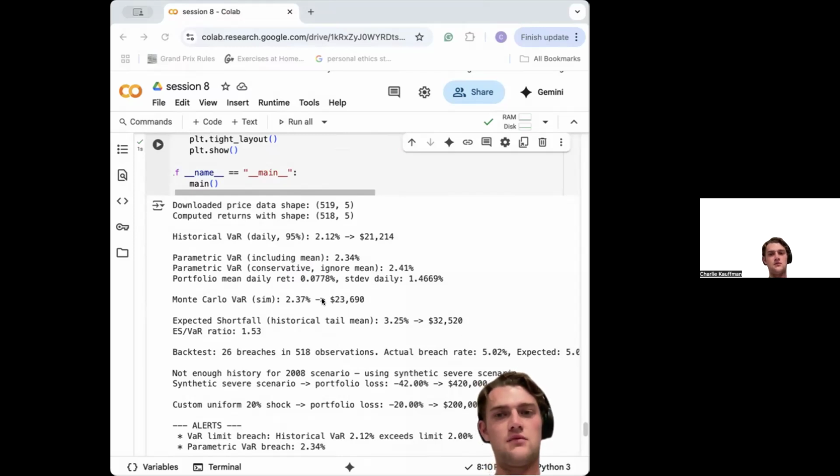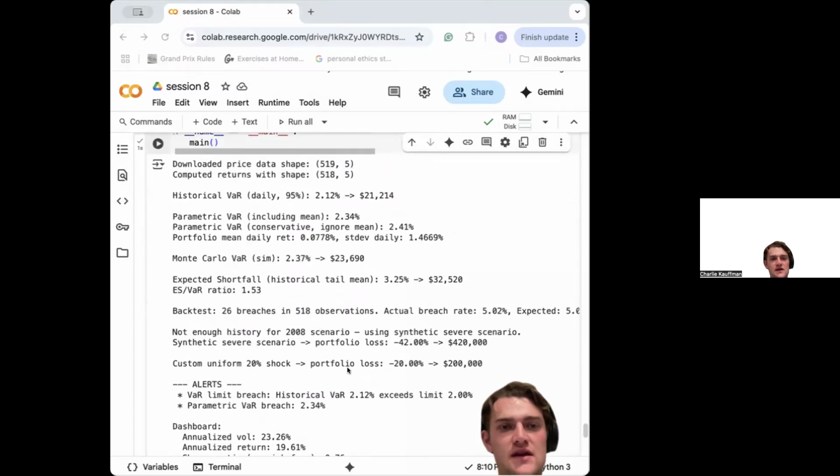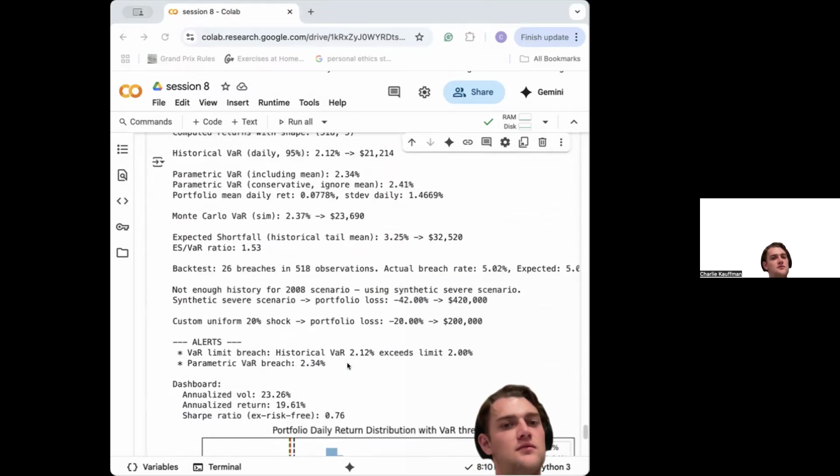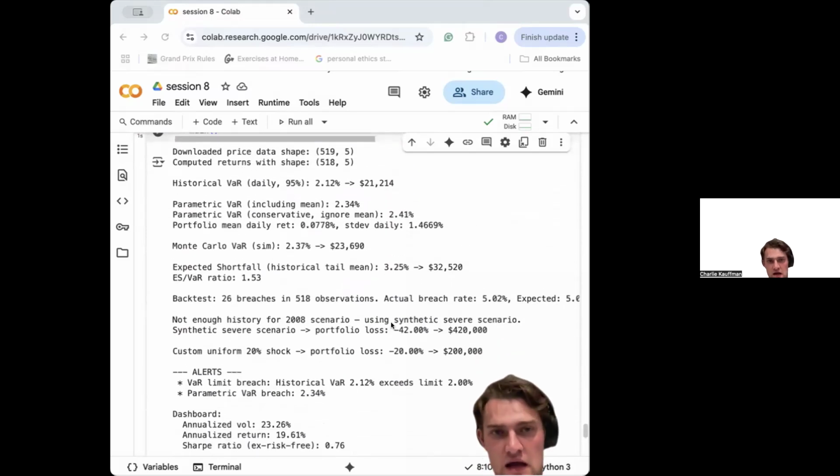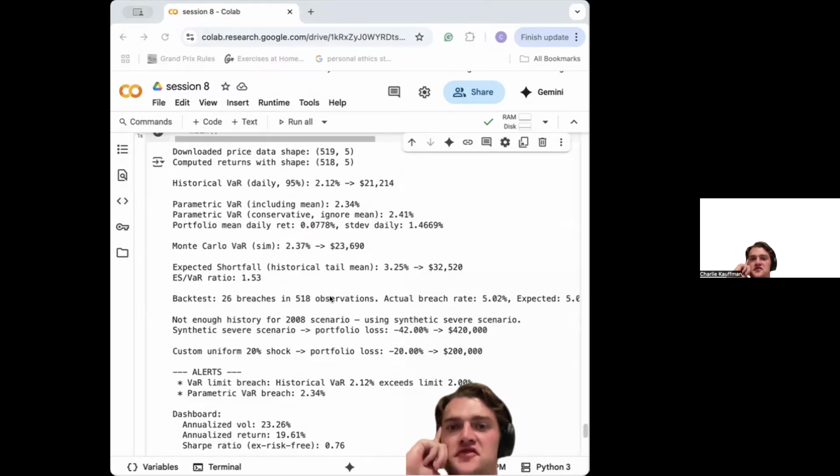So, comparing the three values or calculations, we have the historical, the parametric, and the Monte Carlo. The historical is based purely on past data. Here's our histogram, but I'll show that later. And here are all the numbers that I'm going to be starting to talk about. The parametric VaR assumes returns are normally distributed and uses our portfolio's volatility and correlations to estimate risk.